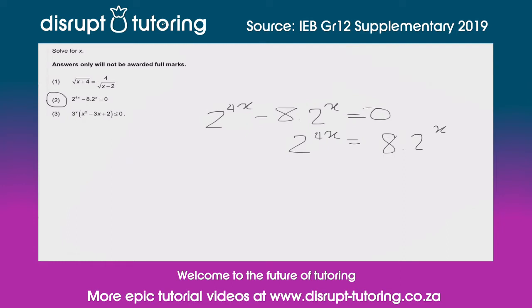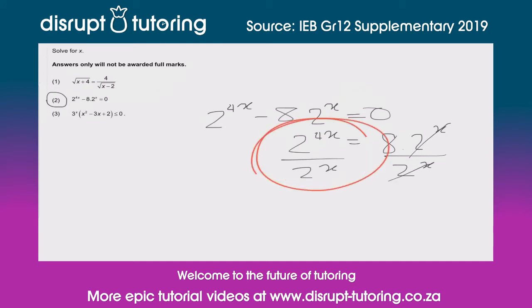Now, what I'm going to do is I'm going to try and combine the x. I'm going to try and keep all the x's on the left-hand side. So to do that, I'm going to divide both sides by 2 to the x, right? Those 2 to the x's cancel out. And on this left-hand side, how can I simplify that? Well, because I've got the same base, I know I can subtract the exponents. So that's going to leave me with 2 to the 3x equals 8.